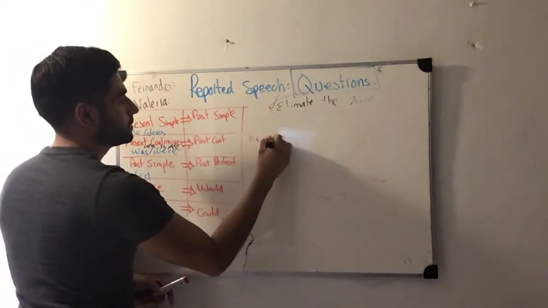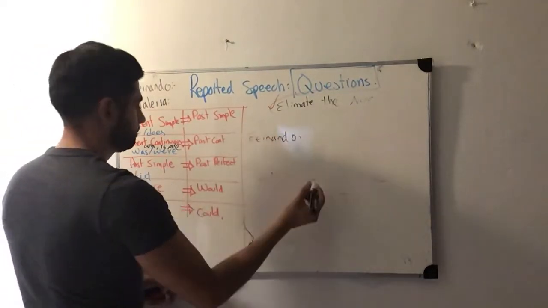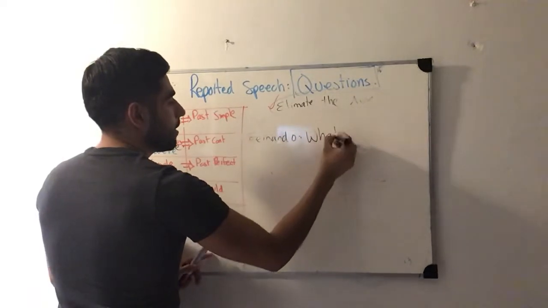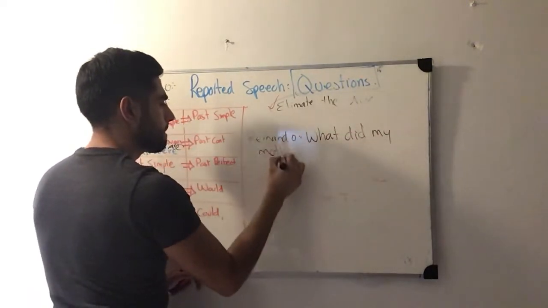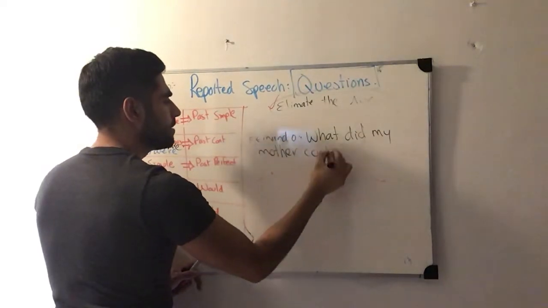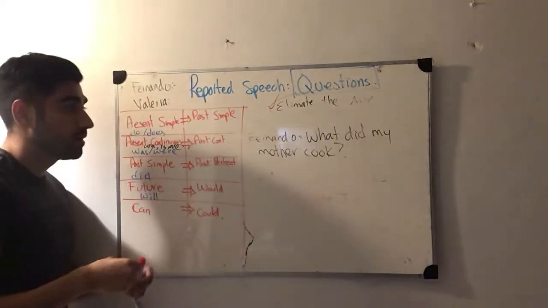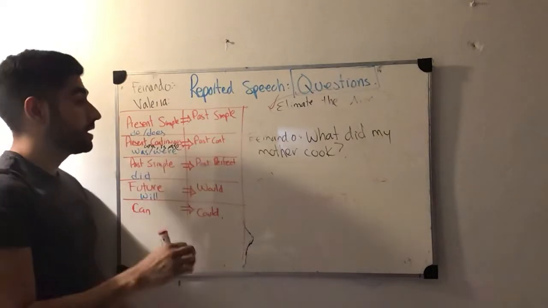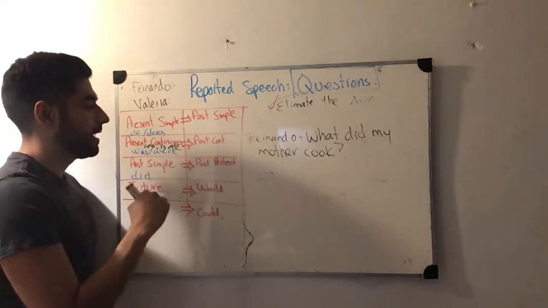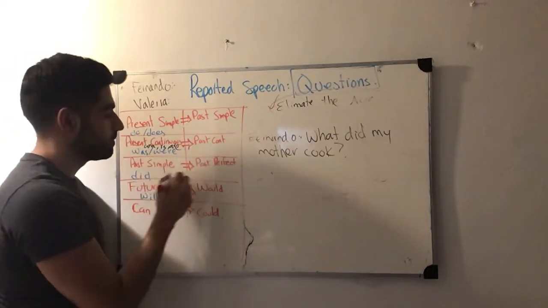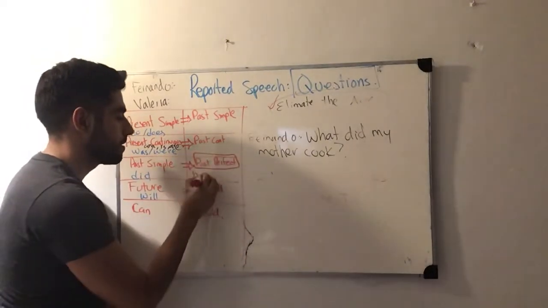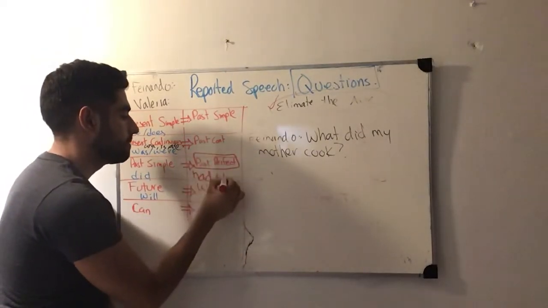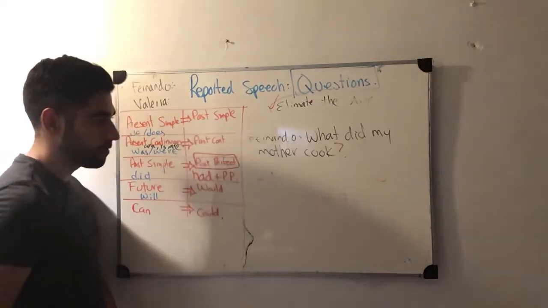Fernando is asking us this. Fernando, what did my mother cook? What did my mother cook? Yeah. In this case, this one is gonna be a little bit more difficult because we have to use past perfect. Past perfect, remember, is auxiliary had and the main verb in past participle form.